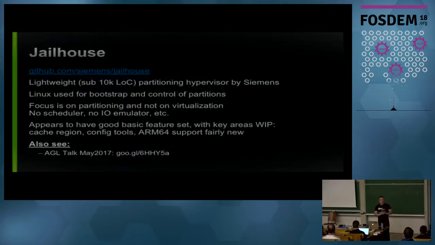Another one which occasionally comes up here is Jailhouse. It's relatively lightweight, less than 10,000 lines of code. It's a partitioning hypervisor. It comes from Siemens. Community-wise, relatively small. I think 80% of all the code seems to come from one developer. They use Linux to bootstrap the system, and then after the bootstrap, it's still partly used for control plane.